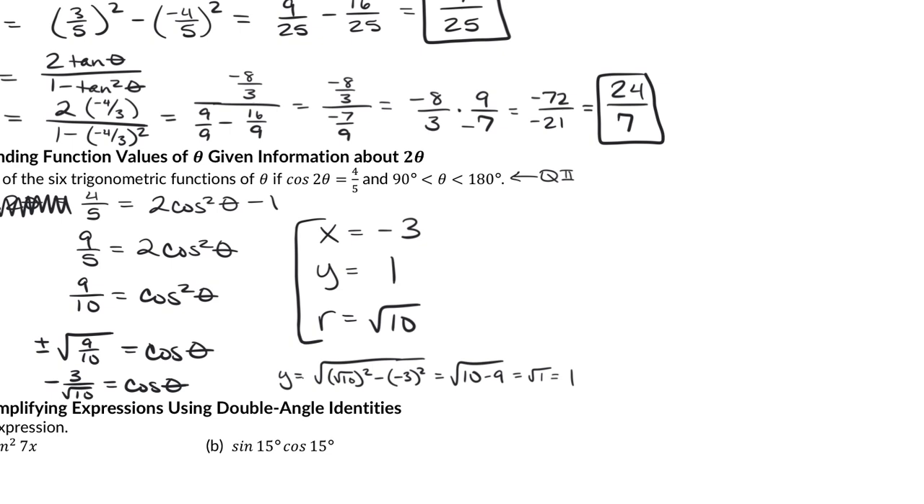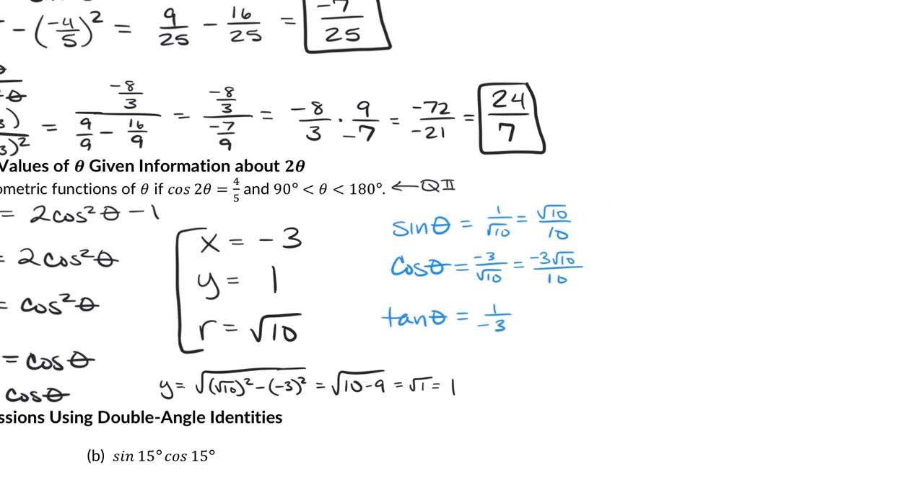I'm going to change colors because I already wrote a lot right here. Sine of theta is y over r. It would be 1 over square root 10. But how would you rewrite that? Cosine of theta would be negative 3 over square root 10. But how do you rewrite that? Negative 3 square root 10 over 10. Tangent of theta is y over x. Do I have to do anything with that one? There's the first 3.